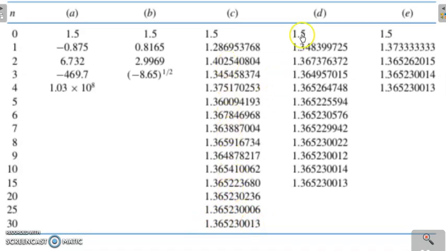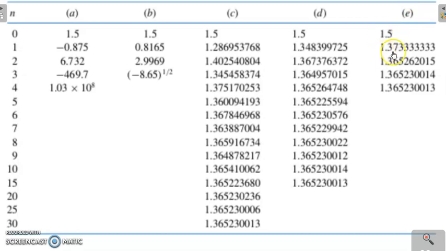So we check part D, which is also converging to the exact root. This one is a little better than option C. The approximate root is this one. So this is also a good choice, but it's not too fast. So we can check option E.